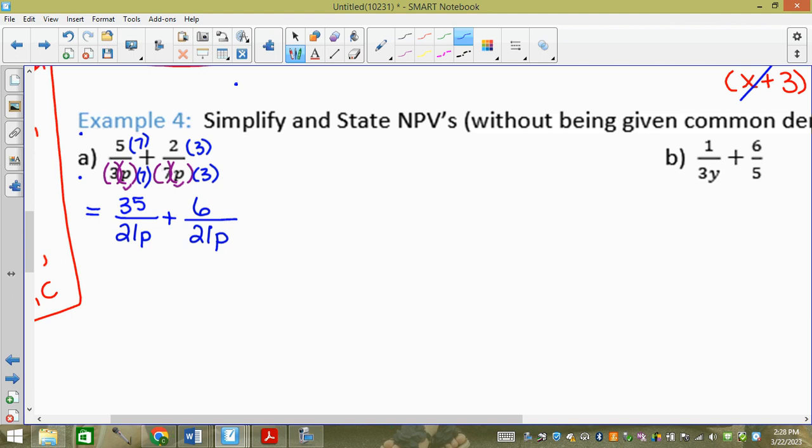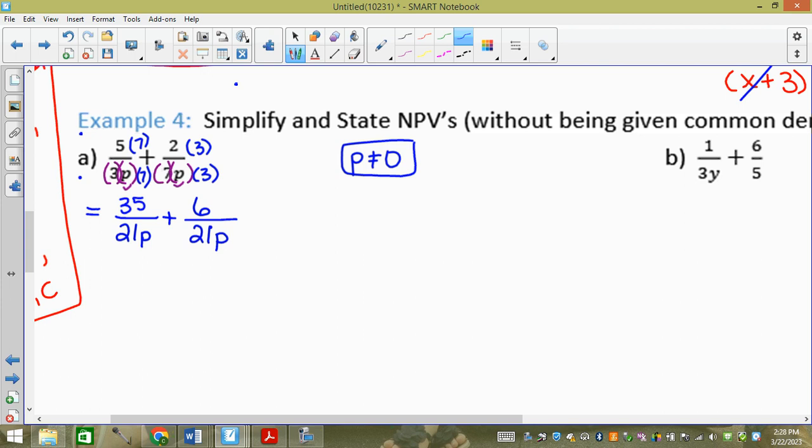All right, what do I have to do? State. Thank you. So I have a 21 and a p. Does the 21 do diddly? Does the 21 do anything? No, the 21 does diddly squat is what I want. So I just have p can't equal 0. Poof, done.